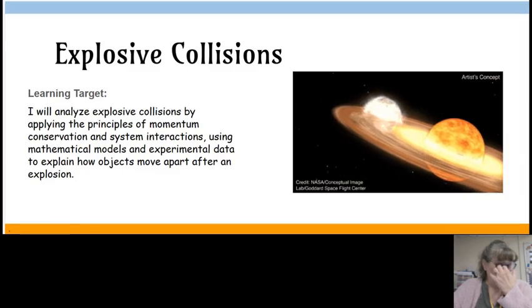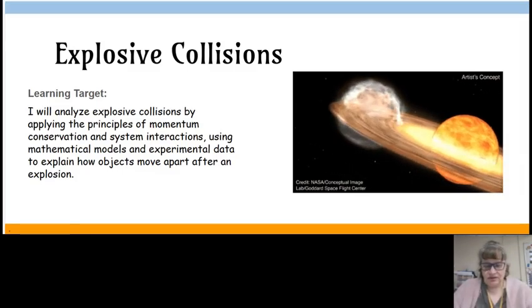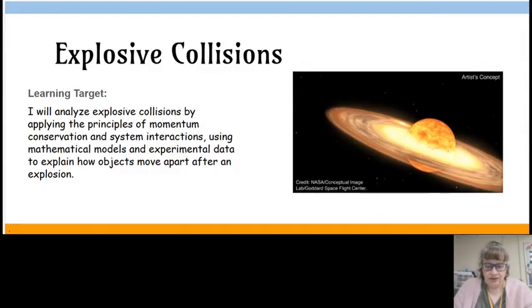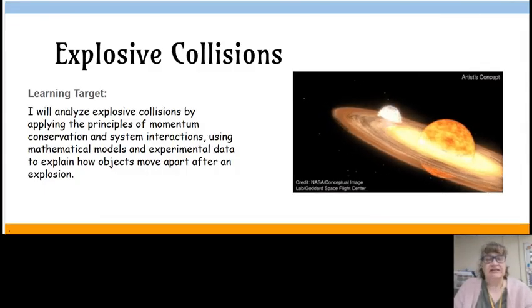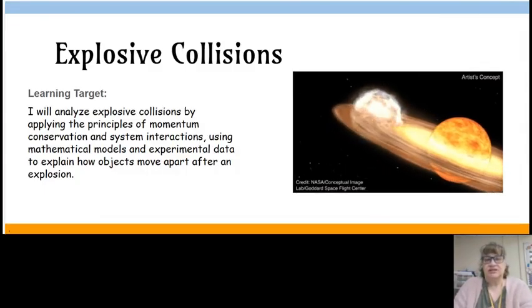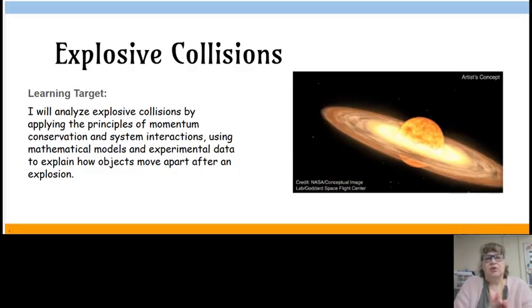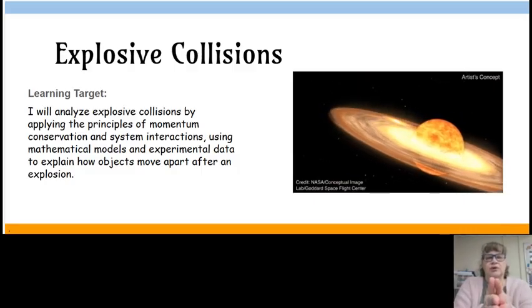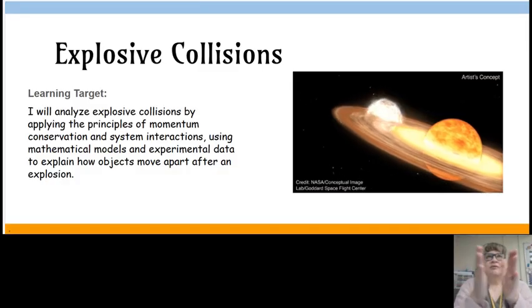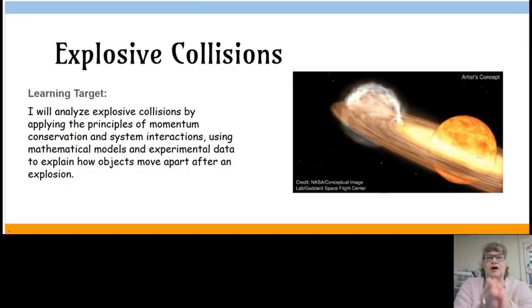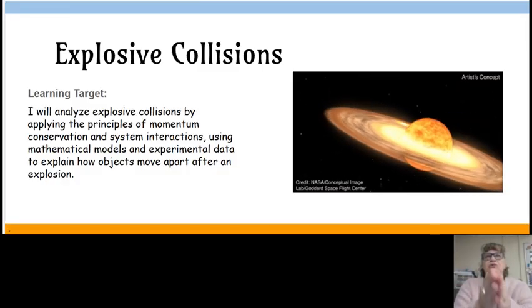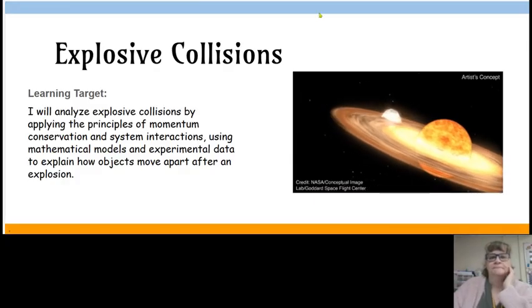We've talked about elastic collisions where things bump together and bounce apart. We've talked about inelastic collisions where they bump together and stick together. This time we're going to kind of go backwards. We're going to say it's going to explode, right? So we're going to make one thing change into many things. Okay.